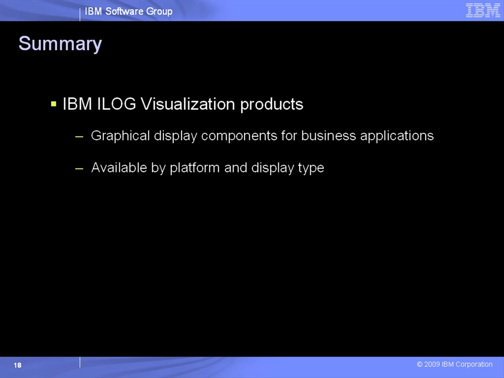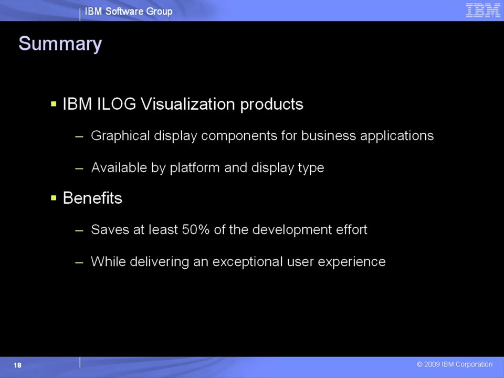Let's summarize what we've covered. IBM iLog visualization products provide advanced graphical user interface components. These are used in a wide spectrum of mission-critical business applications. The products are available on a variety of development and deployment platforms and by display type. The benefits to using these products are twofold. First, they save time, at least 50% of the user interface effort, because developers can immediately leverage these pre-built, tested components. And second, they ensure that a top-notch user experience is delivered to the end user.